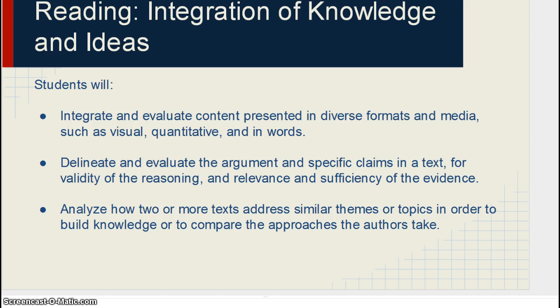And students will analyze how two or more texts address similar themes or topics in order to build knowledge or to compare the approaches the authors take. Please note on the form that we have separated these into 3 separate areas. Please pause the screencast at this time and answer the corresponding questions.